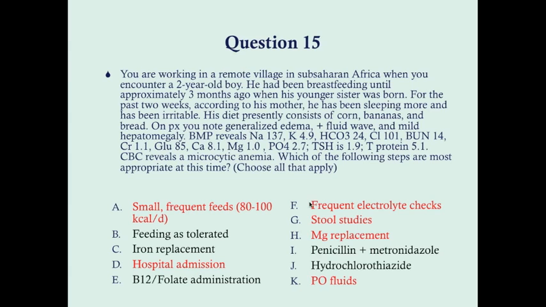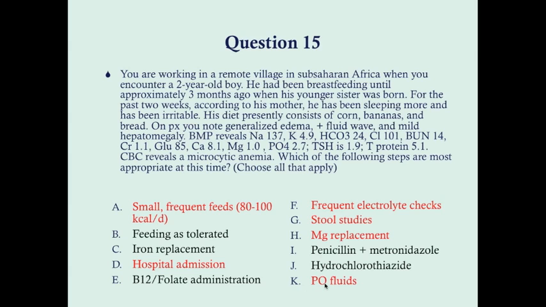Another thing we're concerned about anytime we have an issue with protein energy malnutrition, because there is that possibility of refeeding syndrome, is that you can get metabolic abnormalities. So you want to do frequent electrolyte checks. You can do stool studies to see if there's any other problems here. Then magnesium replacement is always going to be important. Anytime you have hypomagnesemia, you can get abnormalities in other electrolytes. So we want to replace the magnesium. And then PO fluids is going to be important too.